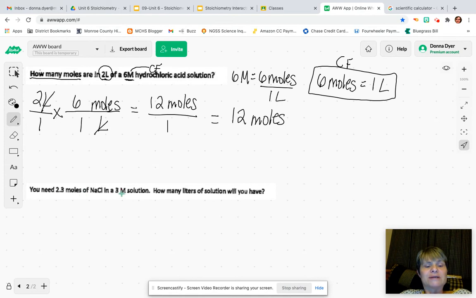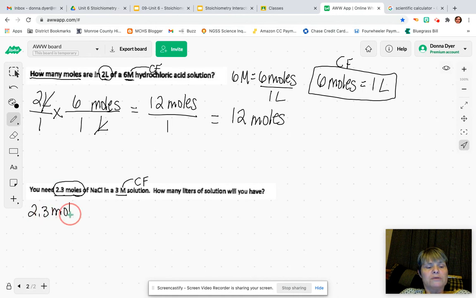All right, so let's look at the second problem. You need 2.3 moles of NaCl in a 3 molar solution. How many liters of solution will you have? Okay, again, I have two numbers here, 2.3 moles, and I have 3 molar. Remember that capital M is molar, so that is our conversion factor. So then this 2.3 moles is our given information. So we're going to put it over 1.